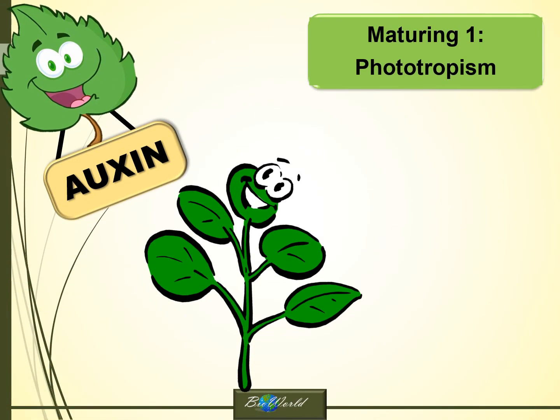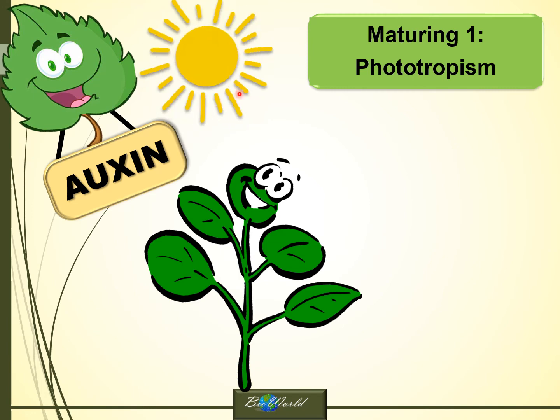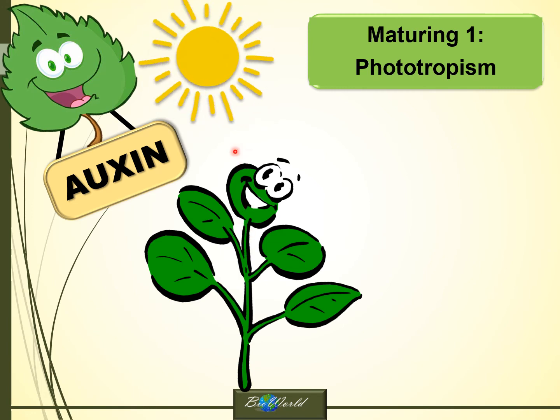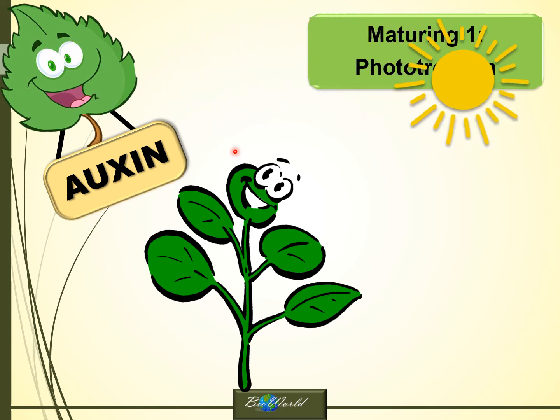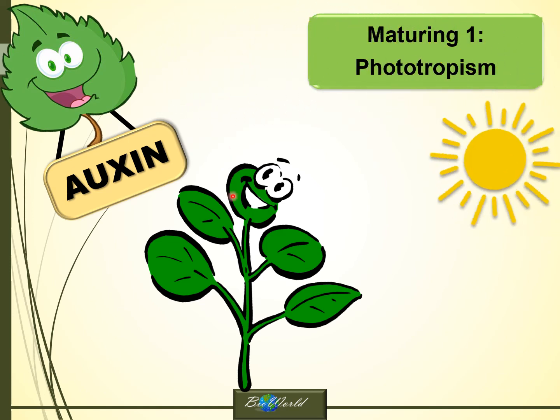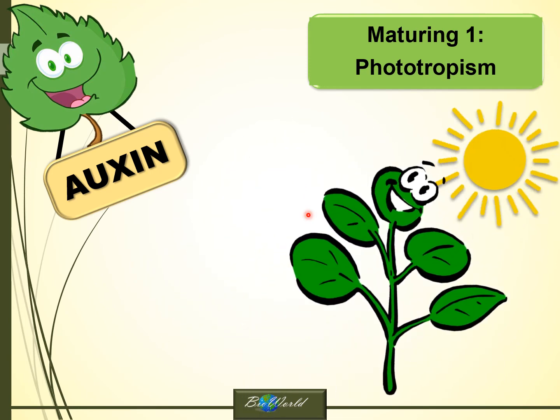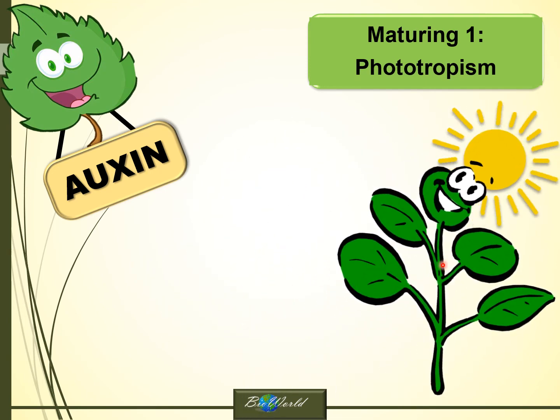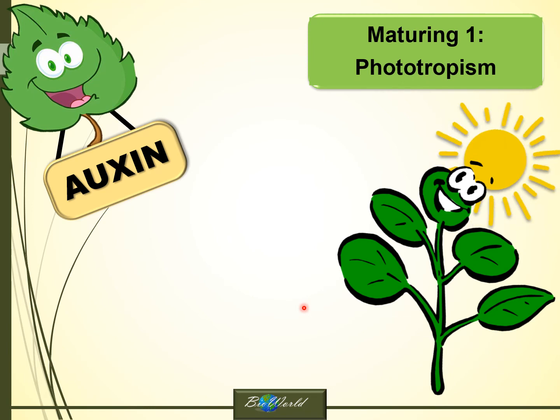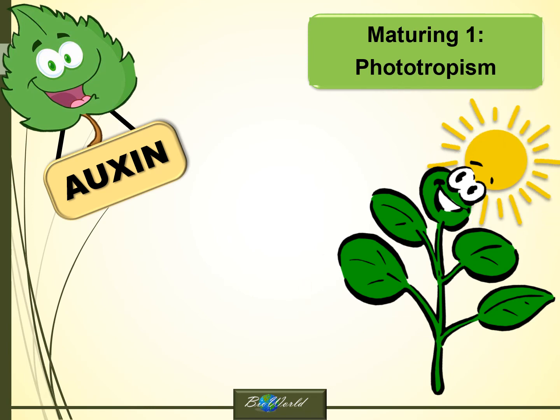Let's move on to the second group of effects, that is the maturing of the plant. Okay. Now, the first one is phototropism, that is the plant's attraction towards sunlight. You see, if the sun is directly above, the plant will grow straight up. But if the sun happens to be to the left or to the right of the plant, it will cause the plant, not like in my cartoon, to walk to the sun, but the plant will start to bend towards the sunlight.